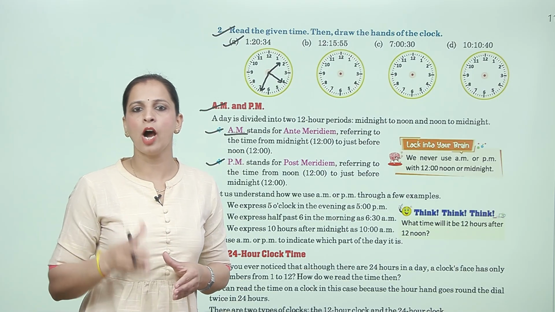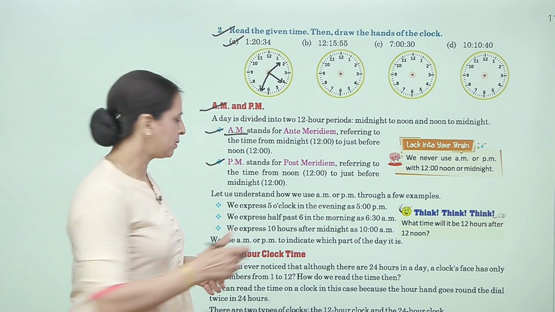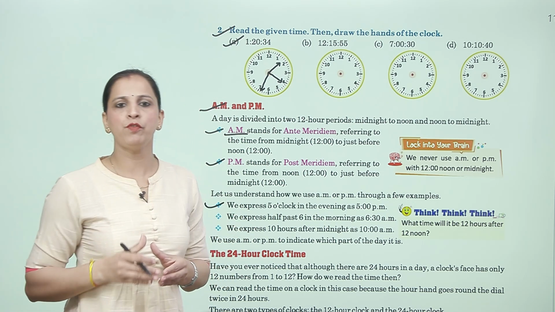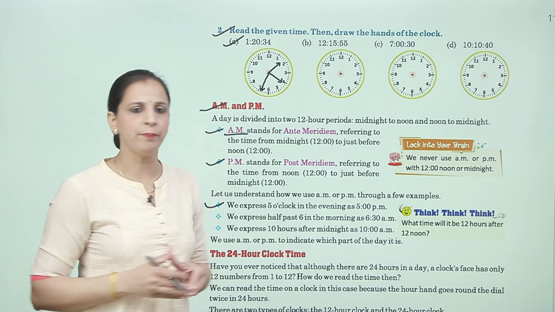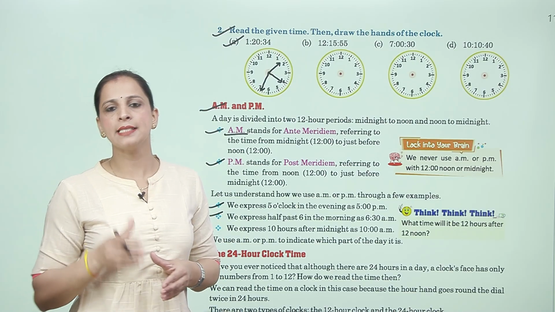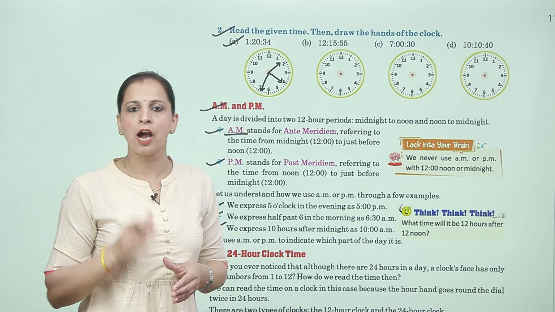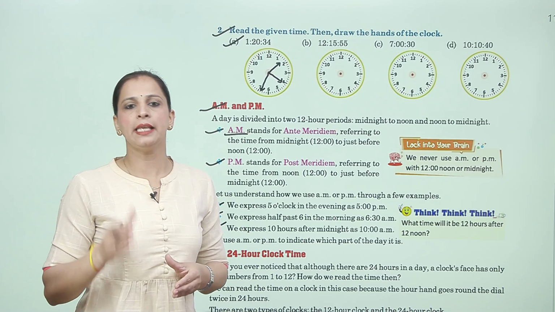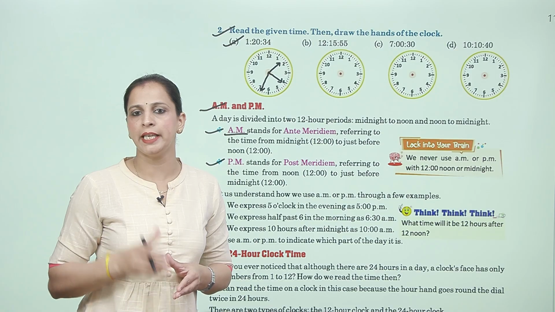Let us understand how we use AM or PM through a few examples. First, we express 5 o'clock in the evening as 5:00 PM. We express 6:30 in the morning as 6:30 AM. Next, we express 10 hours after midnight as 10 AM. We use AM or PM to indicate which part of the day it is.